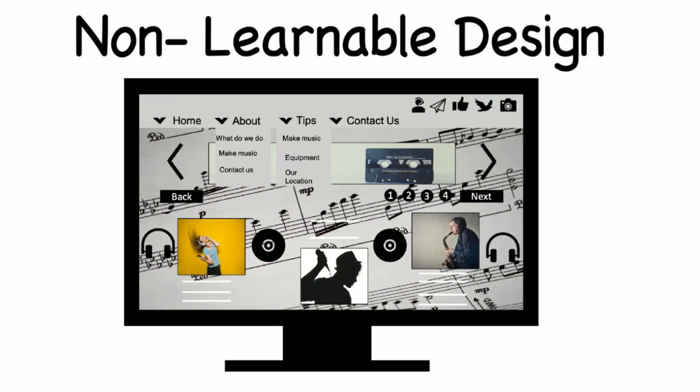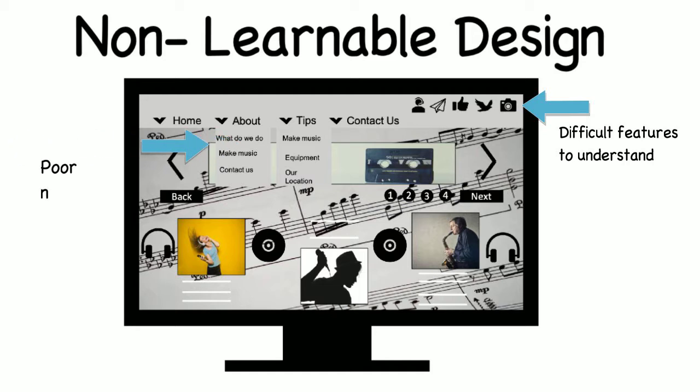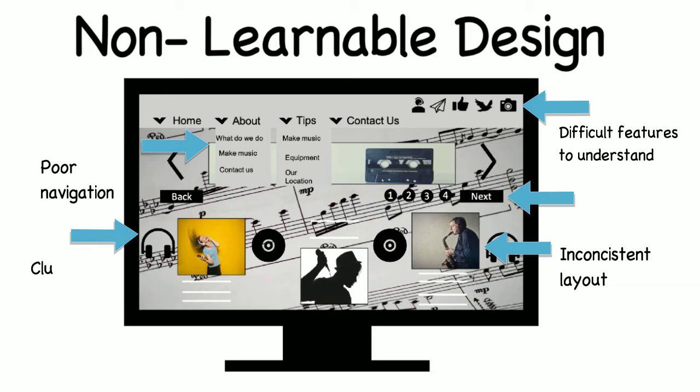Here is an example of a website design that may be difficult for the user to learn how to use. What are some problems you notice? First, the contact features are difficult to understand because they are not the typical icons users are familiar with. Second, the navigation tabs are not organized well, making it difficult for users to find the information they need. Third, the layout is inconsistent, making it difficult to scan the page. Finally, there is a lot of clutter between the extra images and navigation features.